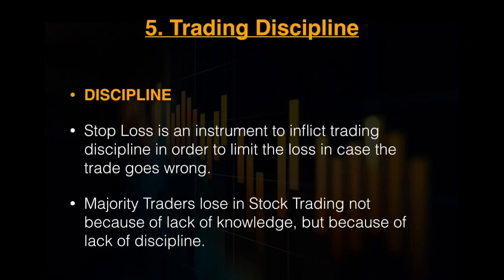Number 5. Trading discipline. Discipline is the most crucial element in stock market trading. Do you know that stop loss was just an instrument to inflict trading discipline in order to limit the loss in case the trade goes wrong? Majority of traders make huge losses in stock trading not because of lack of knowledge, but because of lack of discipline. Therefore, discipline in stock trading is 100 times more important than technical indicators, technical analysis, or any other sort of analysis that you might do.